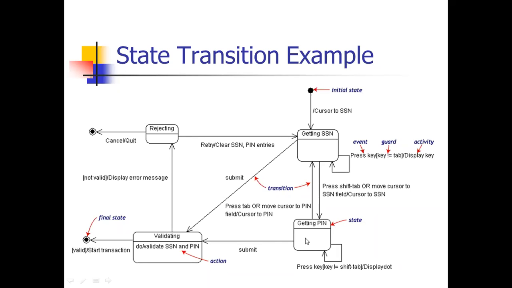After submitting, the submit transition, you can see it goes to the validating state. Do validate ssn and pin, this is the action. At the end, if it is valid, then start the transaction, and this is the final state. In between, if it is rejected, that is not valid, or it displays the error message, it will reject that pin or application, and cancel. This is the action for the state. It will cancel or quit and end the state. So this is the simple example for a state transition diagram.